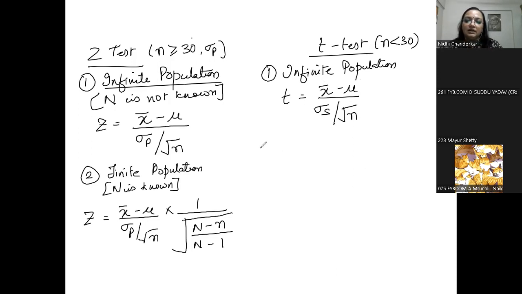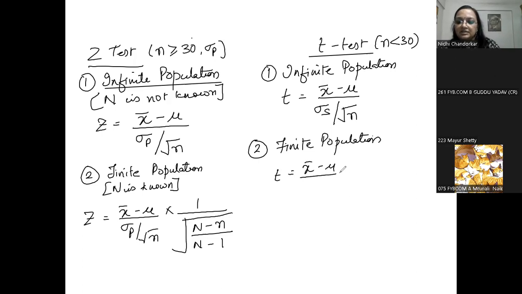Now, again, the second case is if the population is finite. So what is the meaning of finite population? Anyone? What do you mean by finite population? Limited, specific. Yeah, population size is known to us. Specific population size is given to us. Yes. So in this case, again, like z-test, we will multiply the same factor here. इस case में भी first part तो same ही रहेगा.